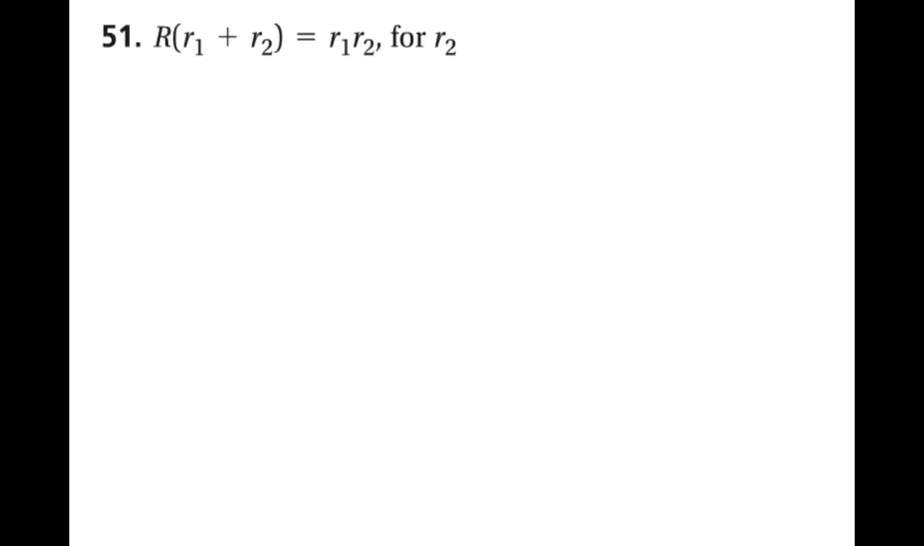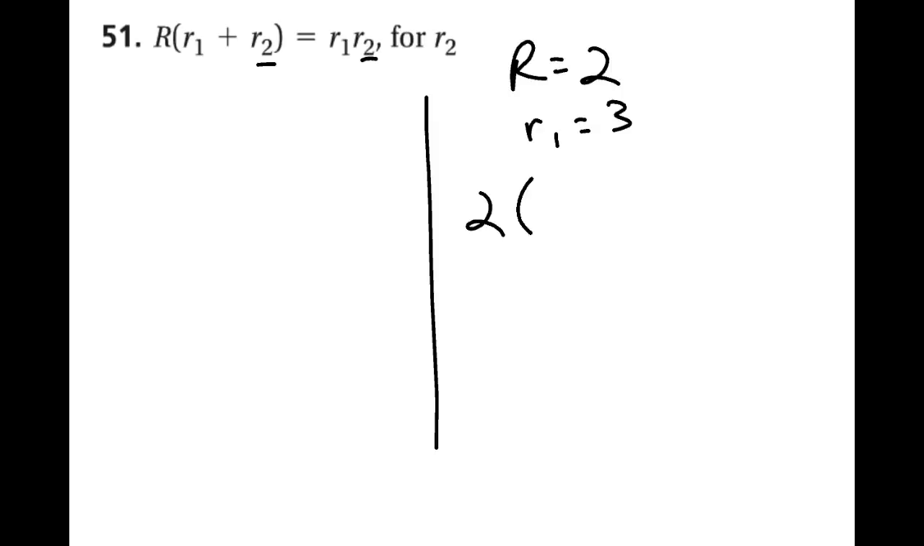Okay, 51. This one looks real tricky because there isn't a single number in the mix, but what you've got to realize is we're just solving for R2. So you could pretend that you know every other single term. Like I could pretend that capital R is 2 and R sub 1 is 3, just to help me think right. So if that was the case, it would look like this: 2 times the quantity 3 plus R sub 2 equals 3 R sub 2. Now, if I told you to do the problem on the right, I would guess you guys would say to distribute.